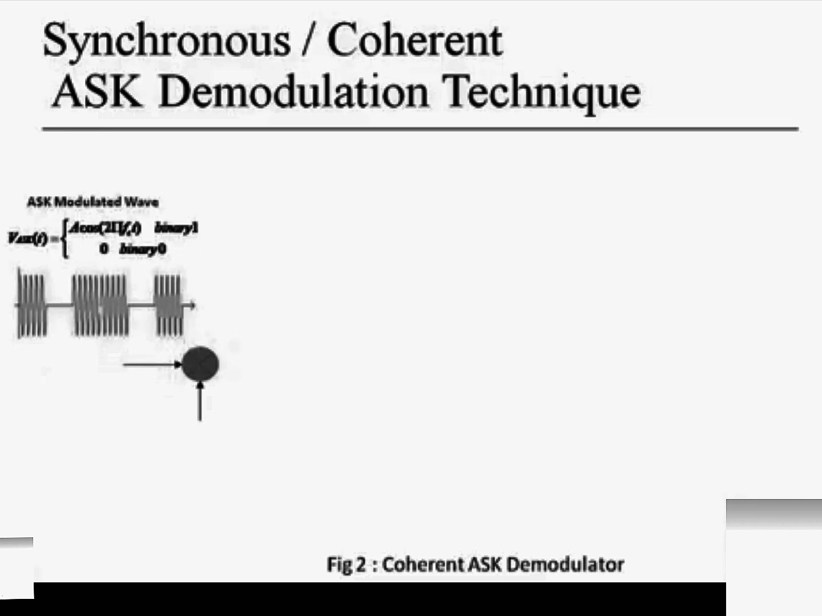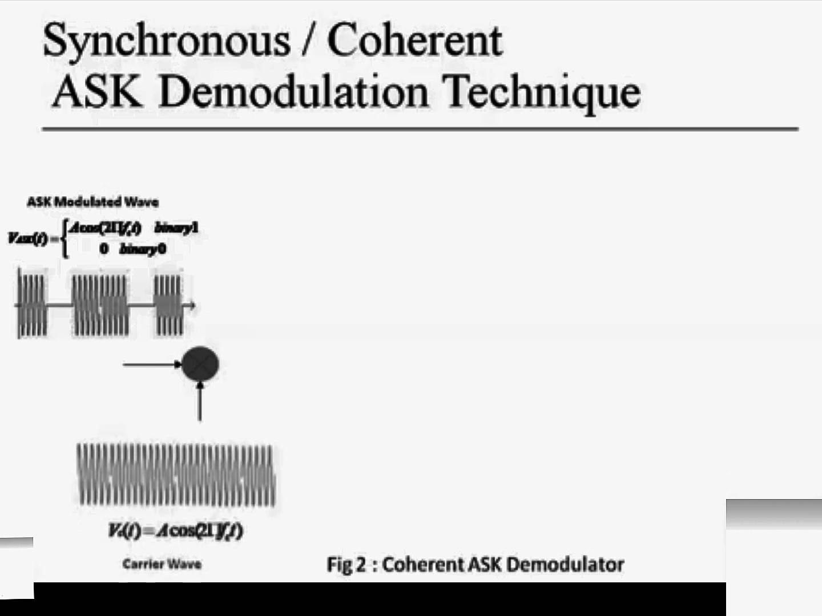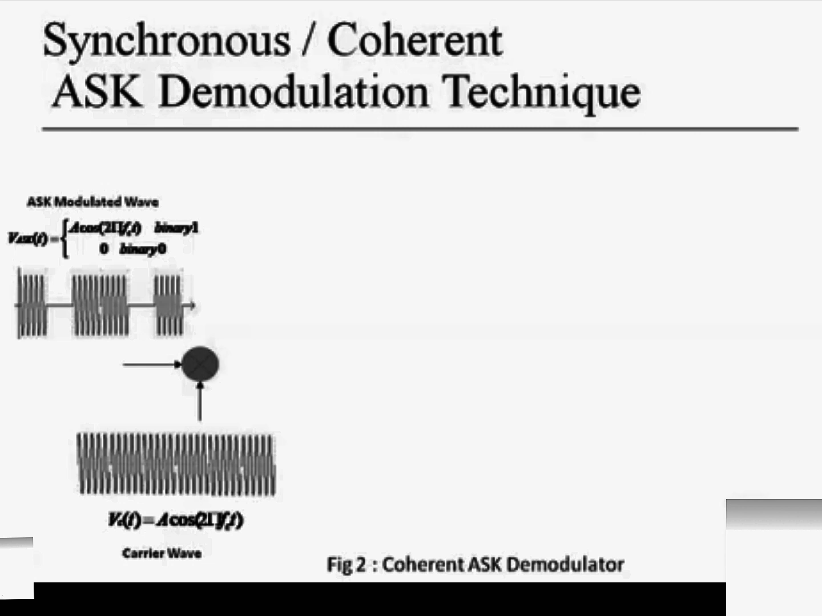Another type of demodulation technique is the synchronous or coherent ASK demodulation method. The first block in this type of demodulation is a mixer. To one input of the mixer, the ASK modulated wave is applied, whereas to its other input, a synchronous carrier is applied. This carrier can either be generated at the receiver or can be extracted from the incoming modulated signal using different carrier recovery circuits.